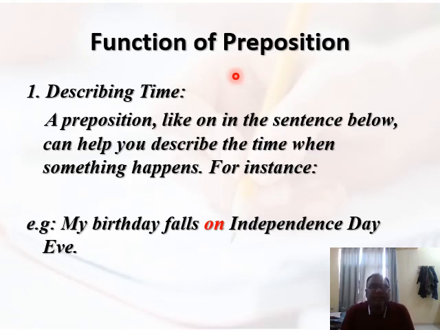Now we will understand the functions of prepositions. Actually, a preposition indicates many functions. Out of them, the first one is describing time. A preposition like on in the sentence below can help you describe the time when something happens or is happening. For instance, my birthday falls on Independence Day Eve. We all know that on is used before any day or date. So here, before Independence Day, on is used. Okay.